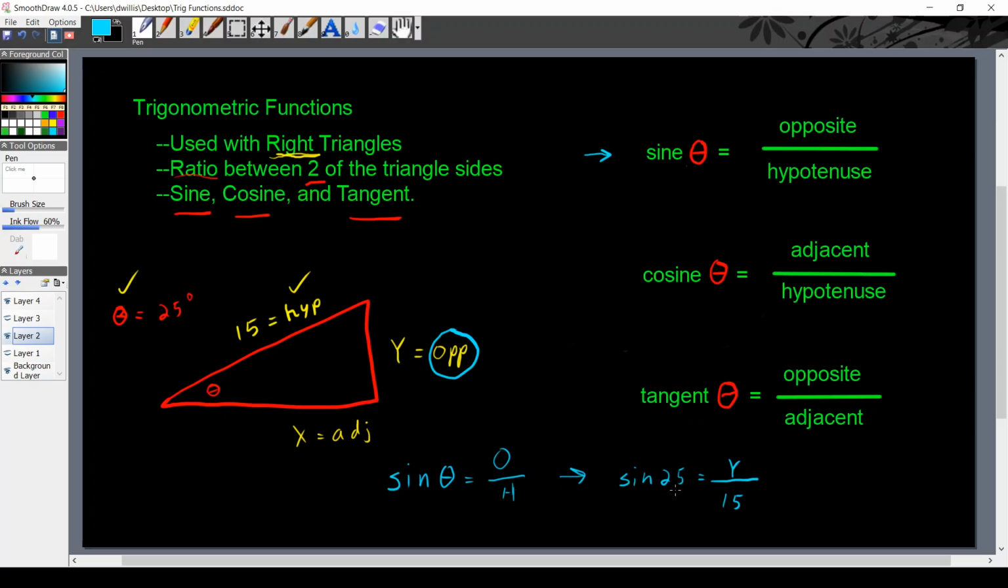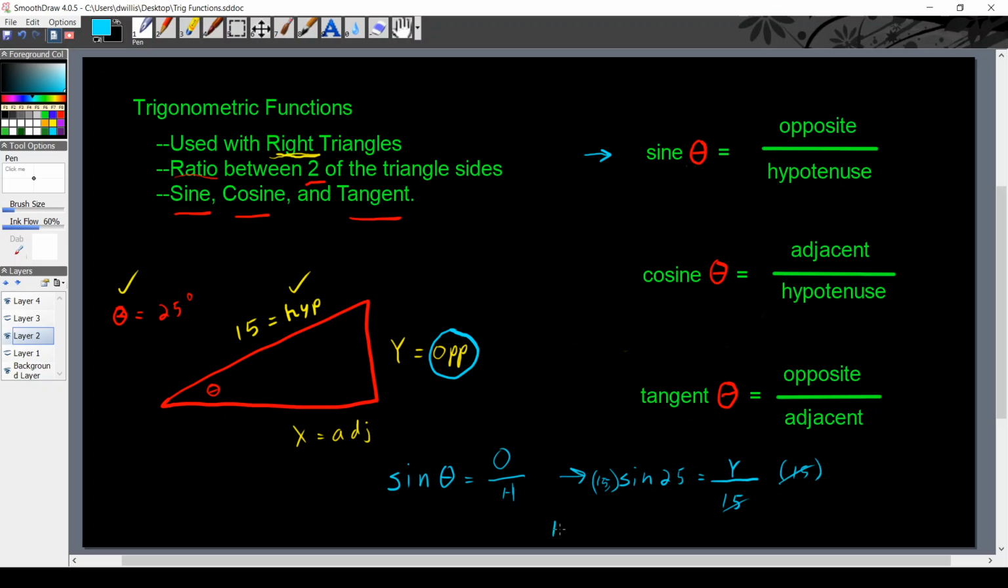But right now, if you type sine 25 and just hit equal, it will give you a value. And that value is actually the ratio between these two sides. Now, since this is a fraction and this is an actual value, it's just represented with a function, I can multiply both sides by 15. If I multiply both sides by 15, then that will cross out, and I'll have 15 here. So at this point, I've got 15 sine theta equals y.